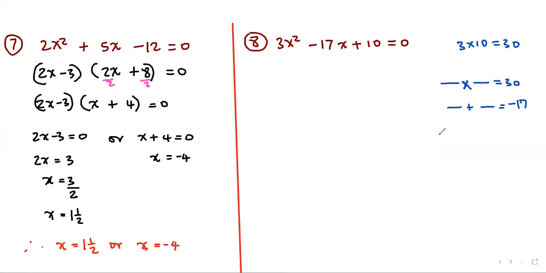Yes, so Luis? What do you think? You know that to get 30, it can be 2 times 15, can give you 30, but you can also get negative 2 times negative 15 to get 30. But you know that 2 plus 15 will give you 17. Remember, we have negative 17. So it will be negative 2 plus negative 15 that will give us negative 17. So this means that our two numbers are negative 2 and negative 15.